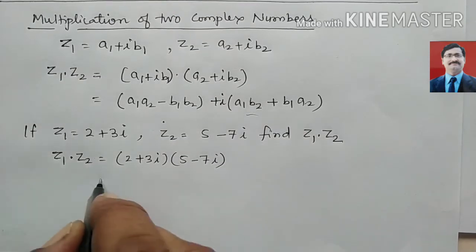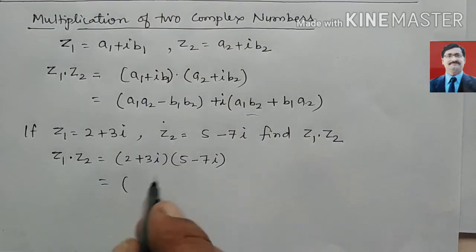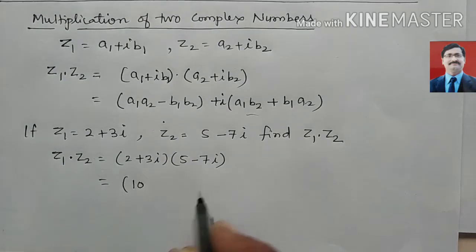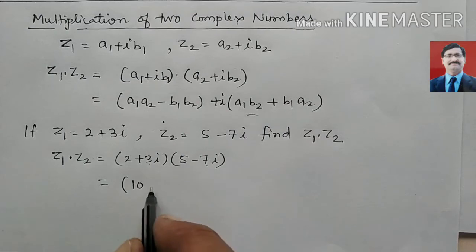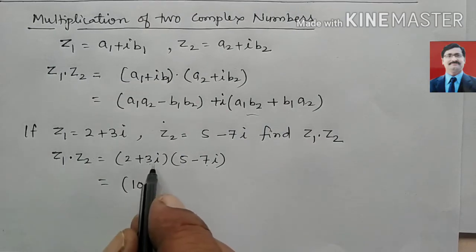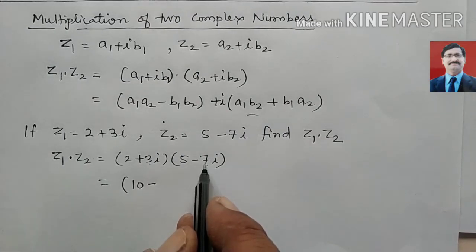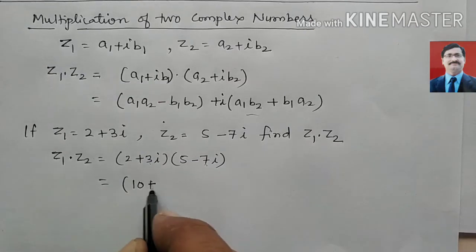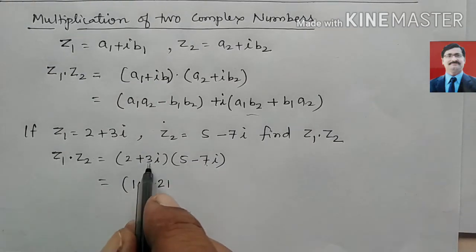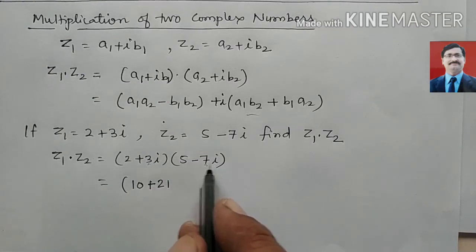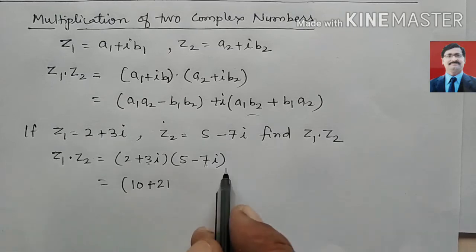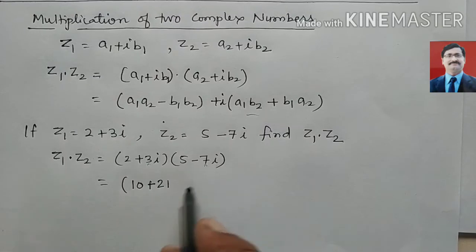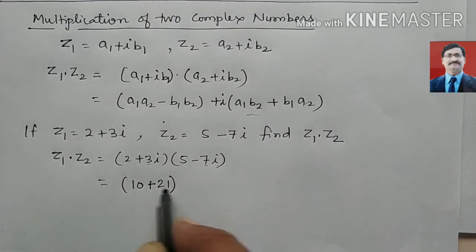Look here, this 2 and 5 you multiply, we will get here 10. And 3 and 7 you multiply, then you have a negative sign. 3 and 7 is 21, minus 21, minus plus 21. Or you can think that 3 iota and minus 7 iota you multiply, 7 3 is 21, minus 21 iota square, iota square is minus 1, so you get plus this. So you have this 21.